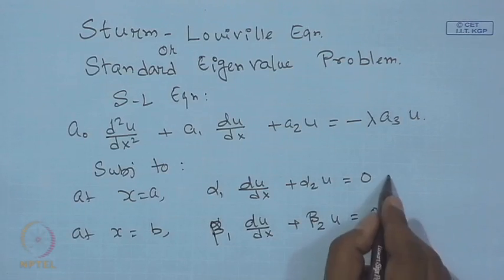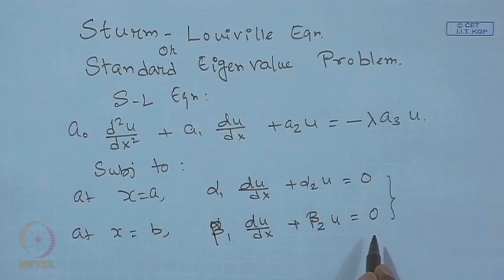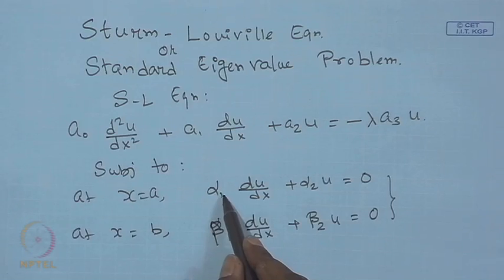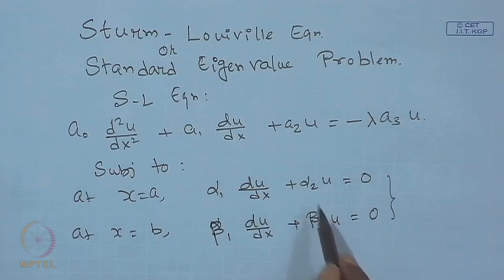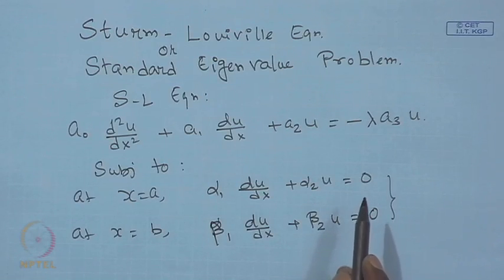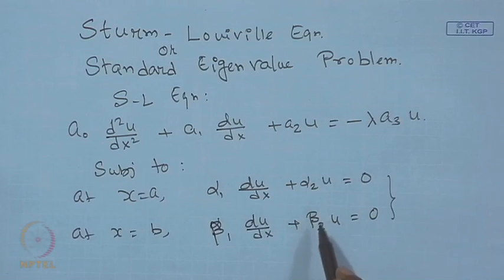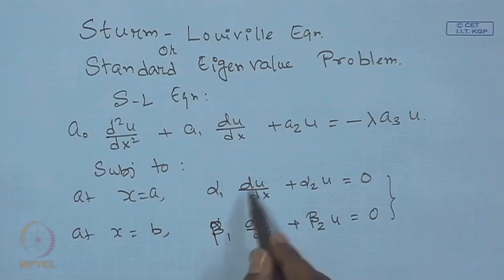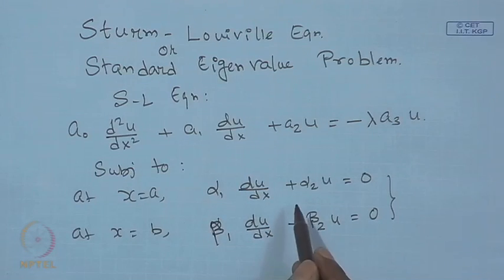So, we consider two most generalized boundary conditions. If alpha 1 and beta 1 are 0, then both of these boundaries will be boiling down to Dirichlet boundary condition. If alpha 2 is equal to 0 and beta 2 is equal to 0, we will be getting a Neumann boundary condition. If both of them are non-zero, then we will be getting a Robin mixed boundary condition.